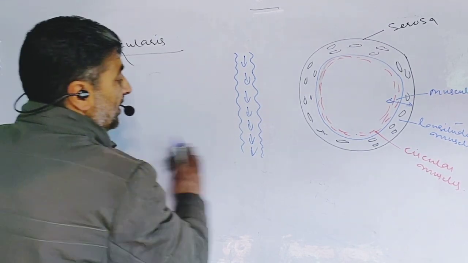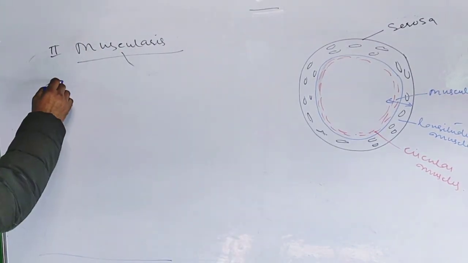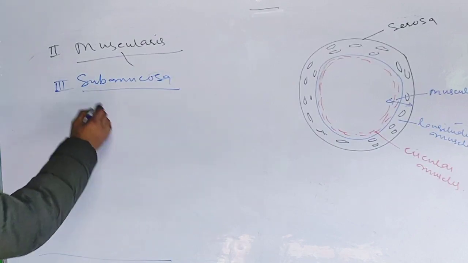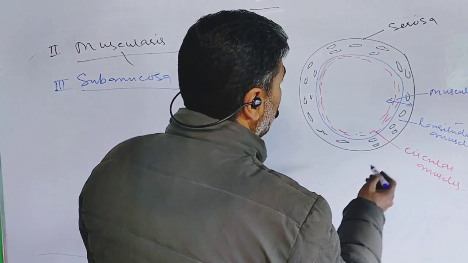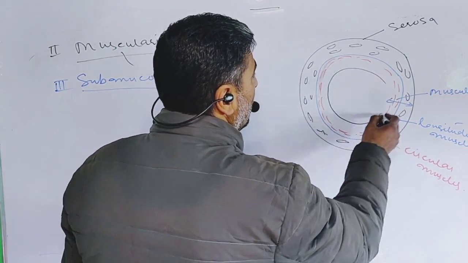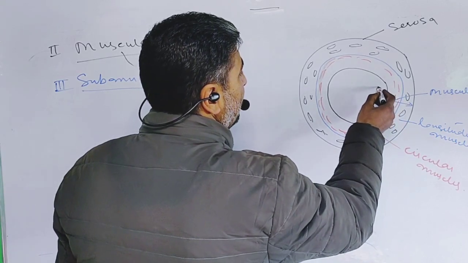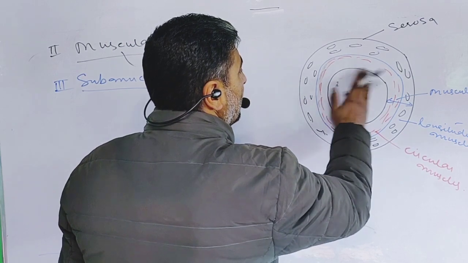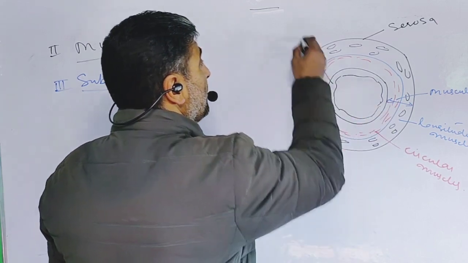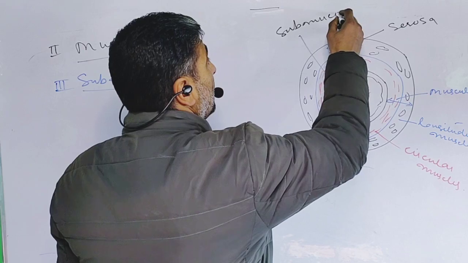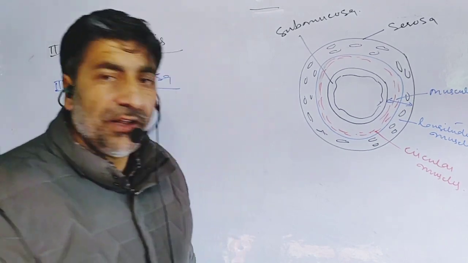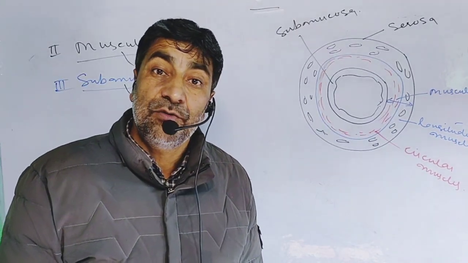So this is the second layer. Now the third layer is called submucosa. Submucosa is another layer beneath this muscularis, and it is formed of loose connective tissue.